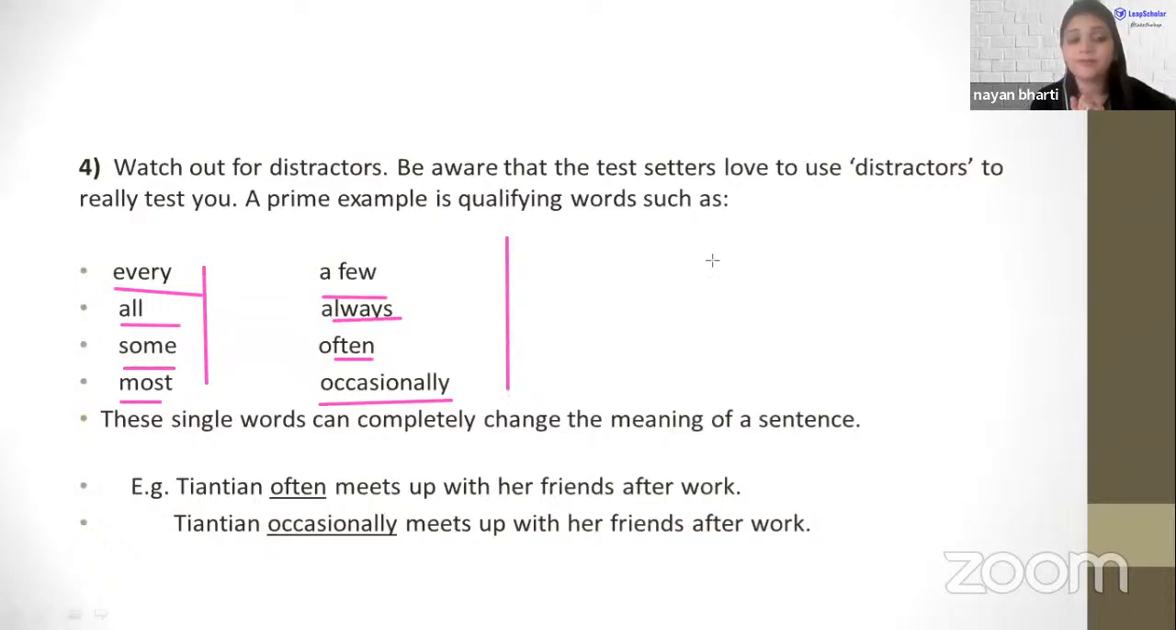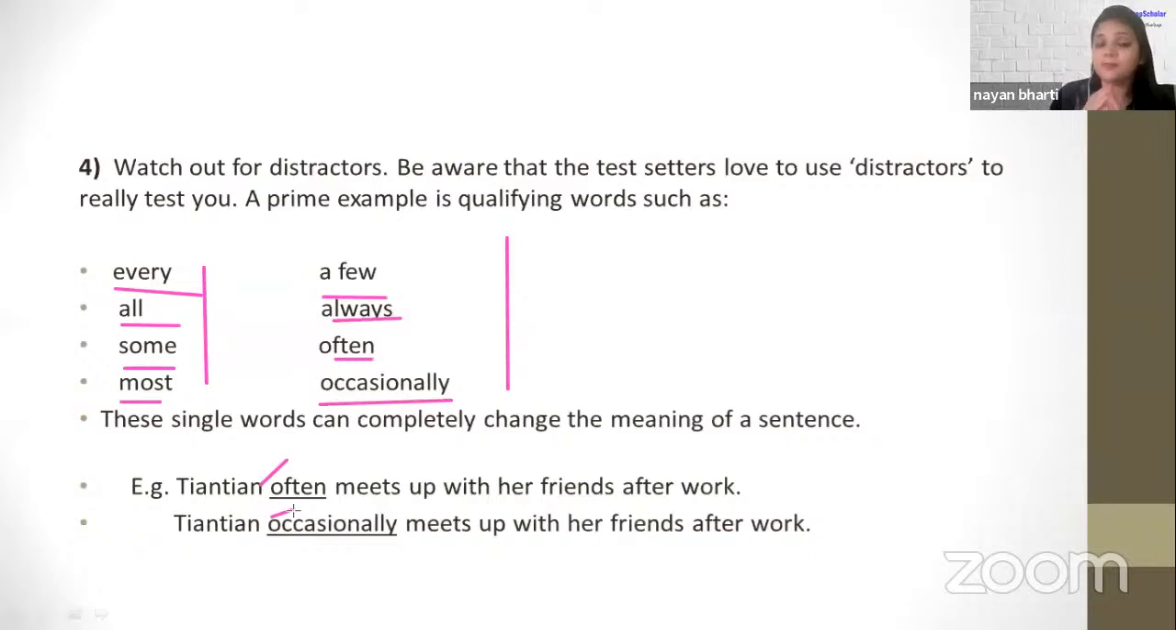Like here, if we see the question, I'm saying Tantian often meets up with her friend after work, occasionally. So are these two pieces of information similar or different? What will be my answer? True, false, or not given? Many of you are saying similar. Often means a lot of the time they meet. Occasionally means only a few times, sometimes. So both are different, guys.